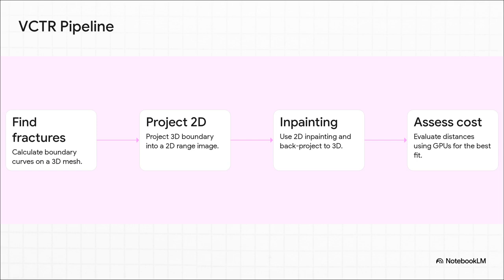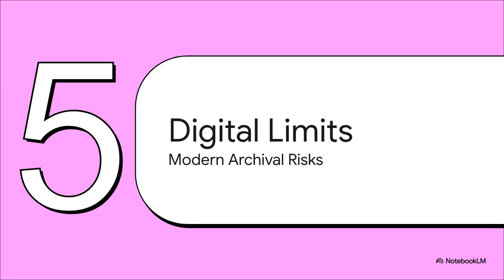Finally, it uses massive GPU acceleration to assess what's called a cost function based on the distances between points on the joining surfaces. It can evaluate millions of possible spatial alignments to prove physical joins across entirely different continents, all without a human ever laying a finger on the fragile artifacts. How cool is that?